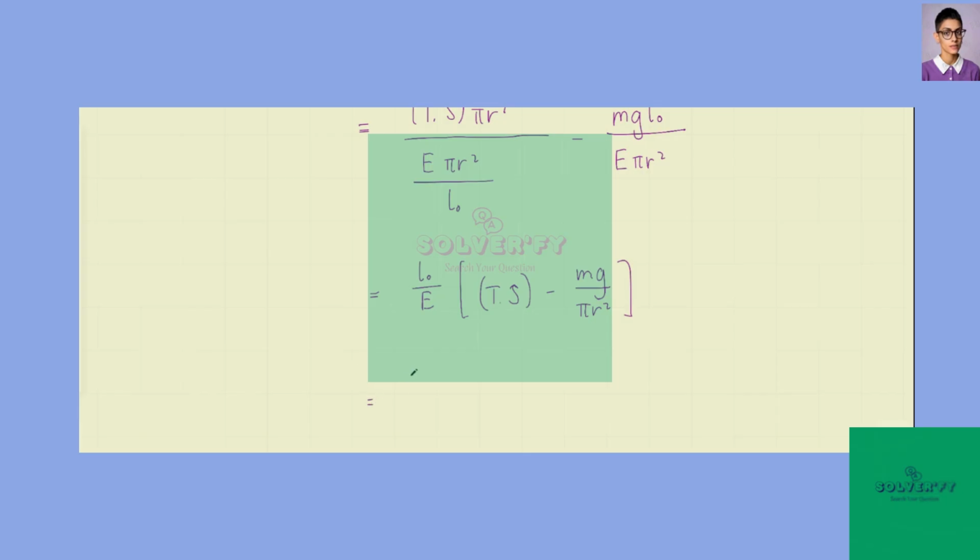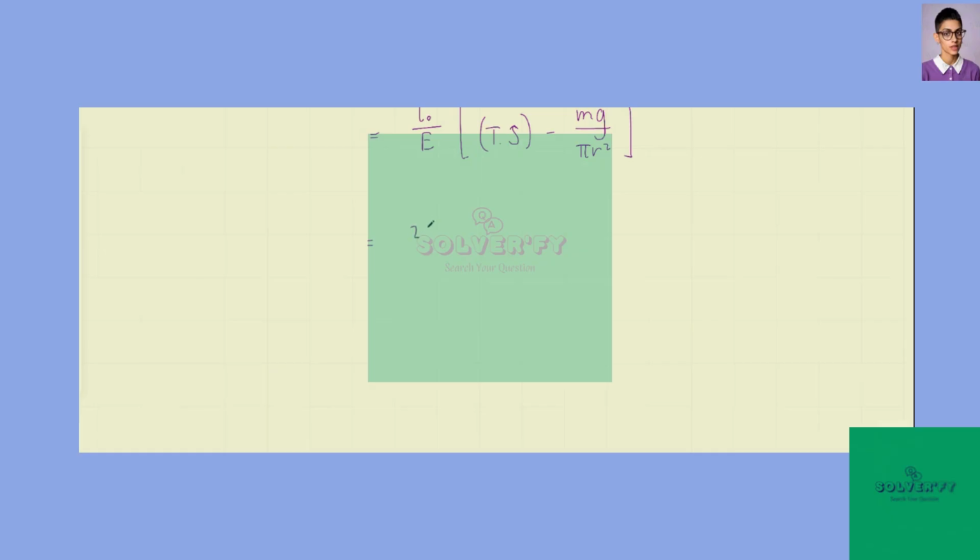And if we put values into this equation, we get this to be the original length of the cable, which is 20 meters, let's suppress the units here, divided by Young's modulus, which is 200 times 10 to the power 9 newtons per square meter, times the tensile strength for steel, which we get from our tables to be 500 times 10 to the power 6 newtons per square meter, minus the mass of the car, 1,350 kg, times g, 9.8 meters per square second, divided by pi times 0.0032 meters squared.